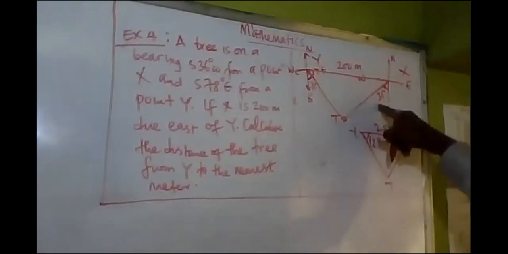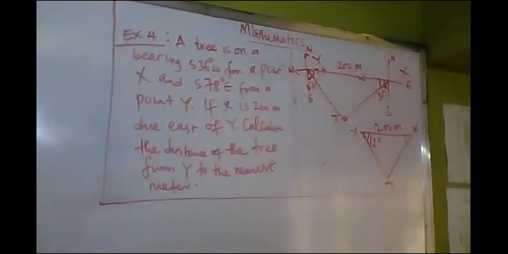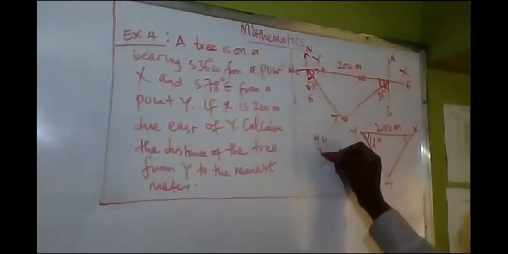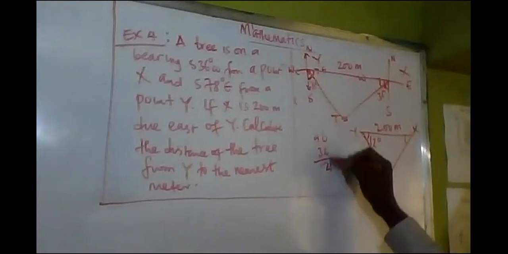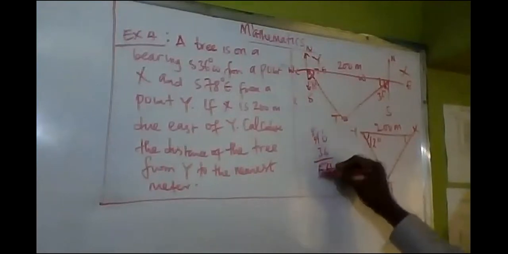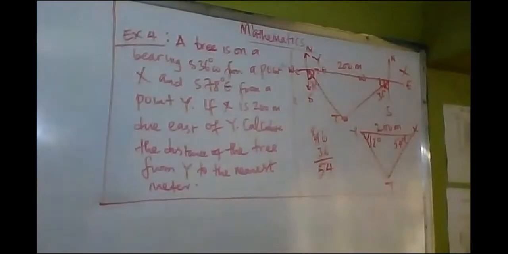Now this place is 36, but we want what is inside, and this place is 90. So 90 minus 36 should give you 54. Yeah, 54 degrees. Hope you understand what I've just done.